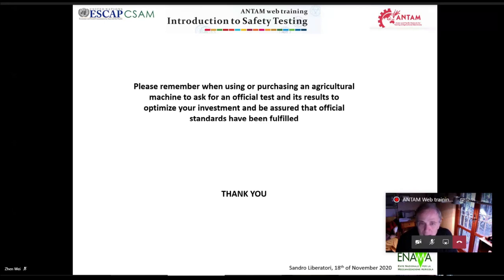This is very important, because I have seen over the years, on many occasions, too many machines that were unsafe. An unsafe machine means a risk, means a problem for the farmer, and means a social cost for the manufacturer. So the final message: use only tested machines.